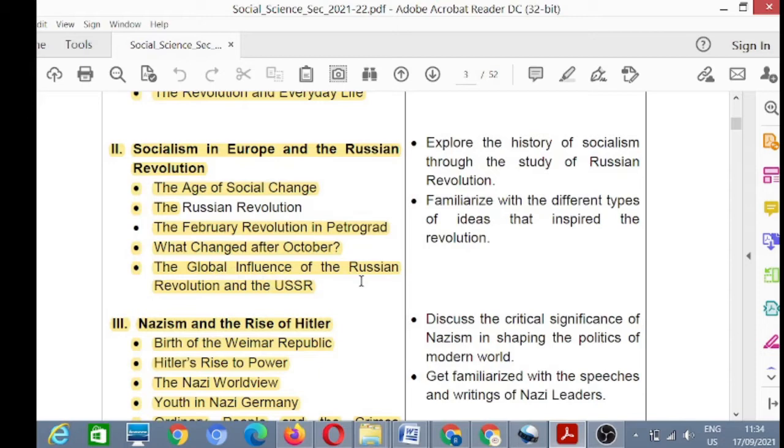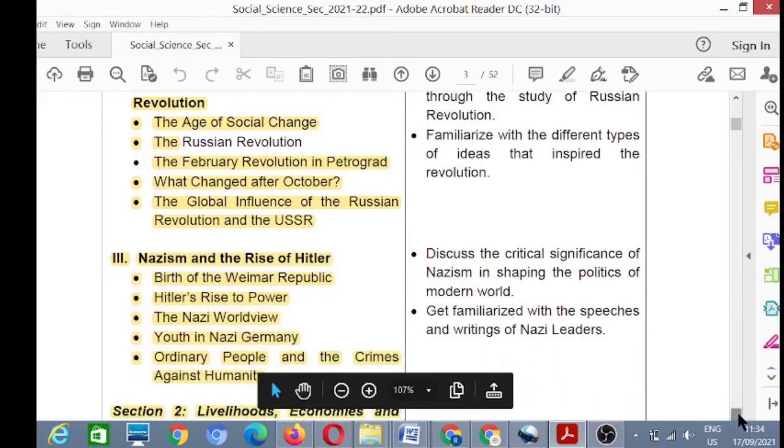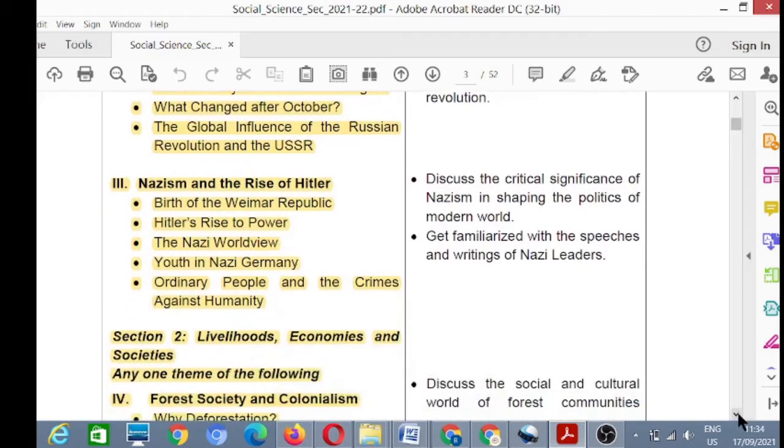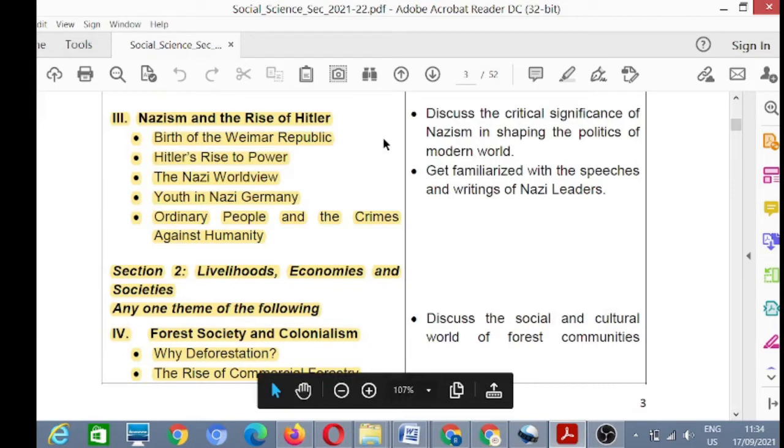Then the global influence of the Russian Revolution. What was the impact of Russian Revolution on world and the USSR? Russia was a part of USSR. Actually, USSR had many states in which Russia was the largest state. So in second chapter, we studied Russian Revolution.